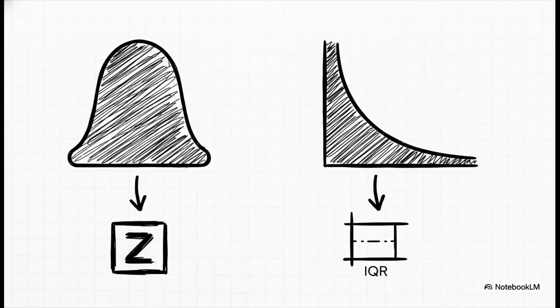So the key takeaway here is this. Before you start hunting for outliers, you have to just look at the shape of your data. Is it symmetrical or is it skewed off to one side? The shape of your distribution is what tells you which tool is going to give you the most reliable answer.